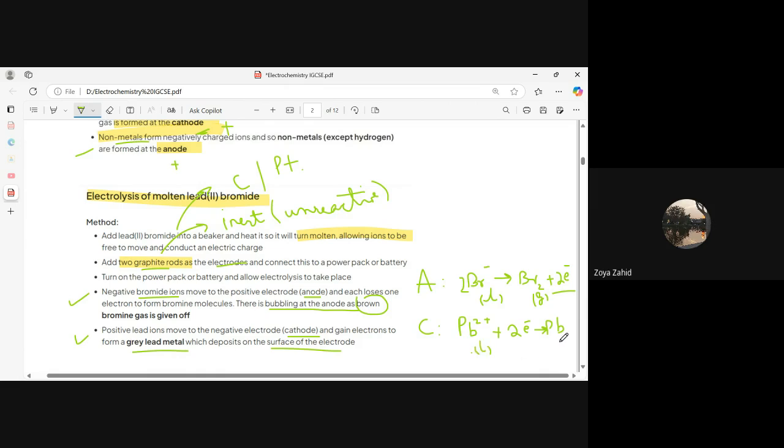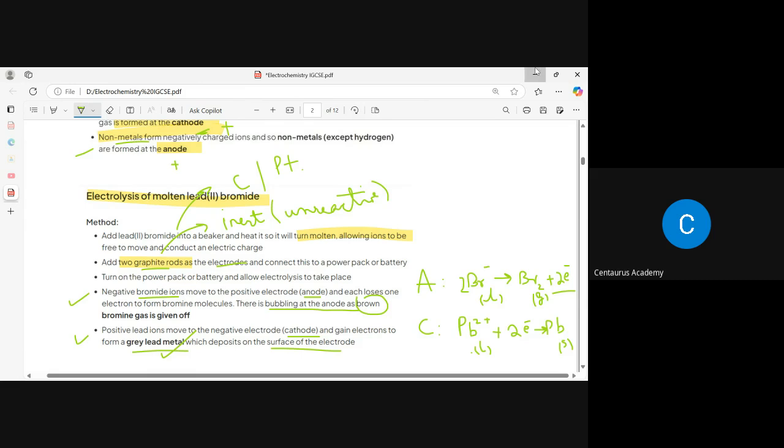Okay, lead 2+ ions are attracted towards the cathode. They accept 2 electrons and are deposited as solid lead metal. So the observation is that a gray solid is deposited onto the cathode. This is your observation. And when they ask you to identify the substance which is formed, or what the products are, you are going to mention that at the anode, bromine gas is produced, and at the cathode, lead metal is produced.